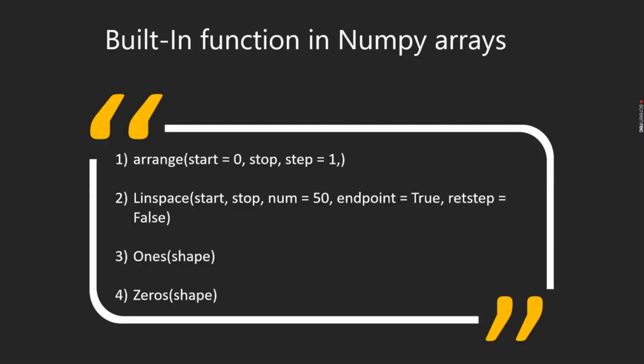Now let's move on to our second function, that is linspace. Linspace is used to create evenly spaced values between two numbers. So the parameters that linspace takes are start, stop, the number of evenly spaced points we need, the endpoint and the return step. The endpoint and the return step parameters are boolean values where they take the default values true and false respectively, and the number by default is 50 and the start and stop values are mandatory.